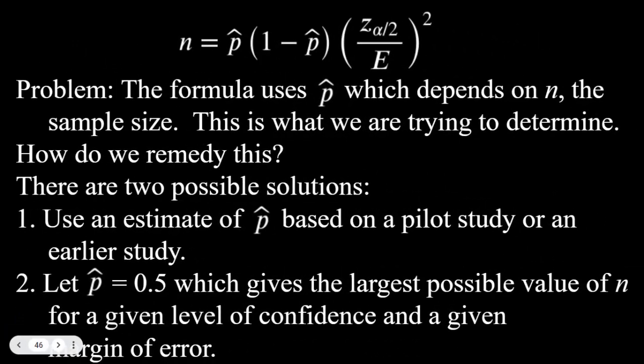The two ways of dealing with that are, since our formula uses p hat, the two options are, one, we can use an estimate of p hat based on a pilot study or an earlier study. And so we can use some old information as our p hat. Or if you aren't given any old information, the other option is you let p hat equal 0.5, and that gives you the largest possible value of n.